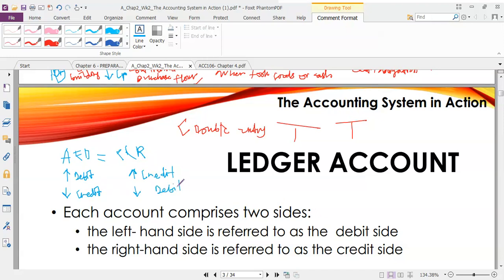Dia terbalik kalau tengok you. Dia punya opposite. Nampak? AED debit, increase; CLR, increase credit. AED decrease is credit, CLR decrease is debit. Nampak? Dia bertentangan antara satu sama lain. Okay?